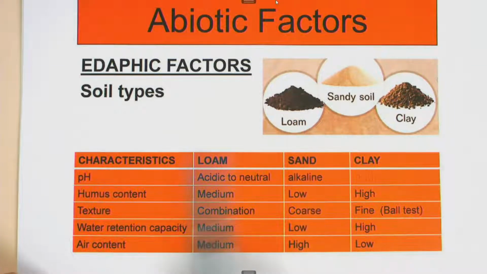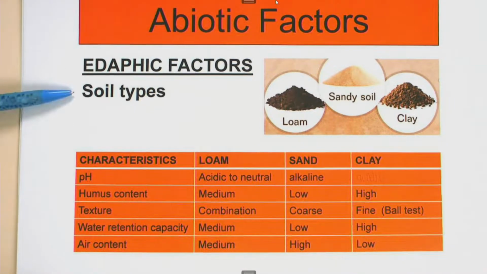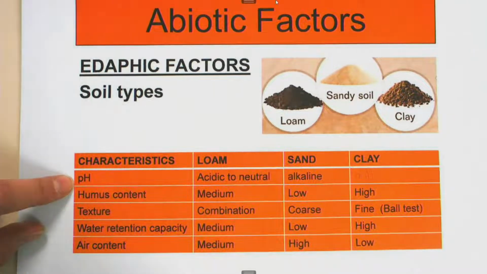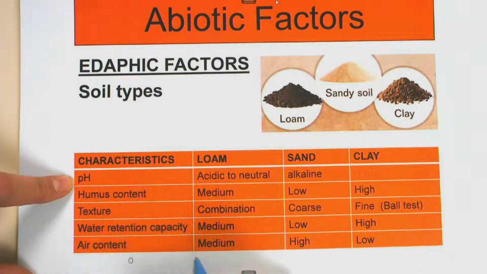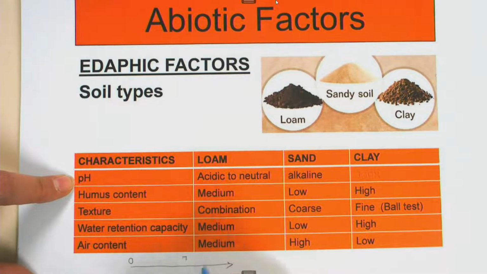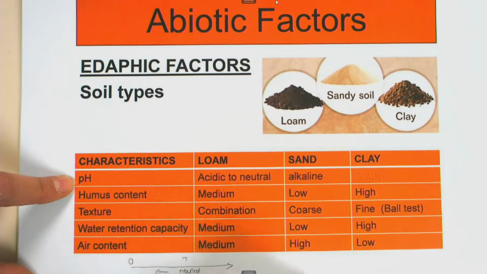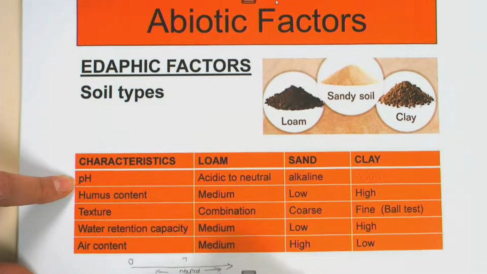Abiotic factors, the edaphic factor, which is the different soil types. The three types of soil are loam soil, sandy soil, clay soil. Now, the first thing we can look at is the pH. You must know the pH scale. It starts from 0 and then it goes up. Okay, it goes to 7, and that is where we have neutral. So when it's less than 7, it's acidic, and when it's more than 7, it's alkaline.